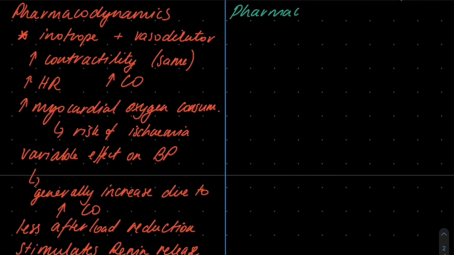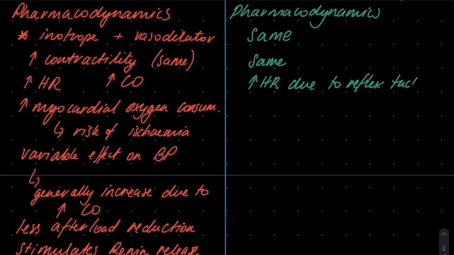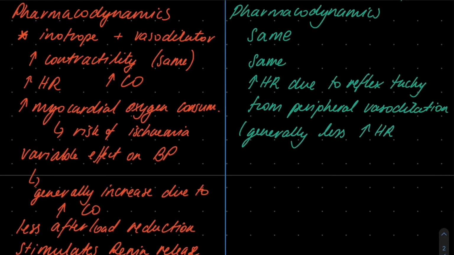So for the pharmacodynamics of Milrinone, it's essentially the same. It's an inodilator as well. It has similar effects on contractility. It will cause an increase in heart rate more due to reflex tachycardia from peripheral vasodilation rather than direct beta stimulation. And generally it has less of an increase in heart rate compared to dobutamine.